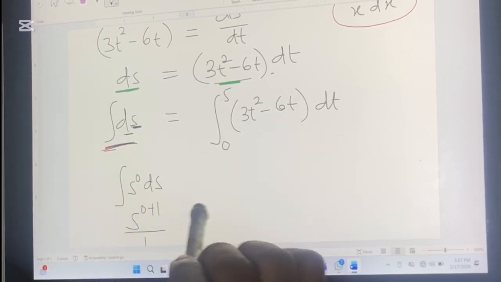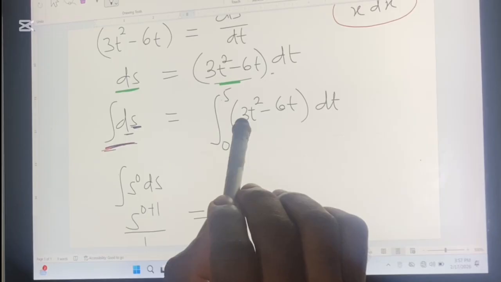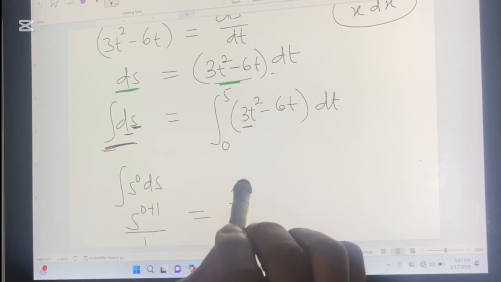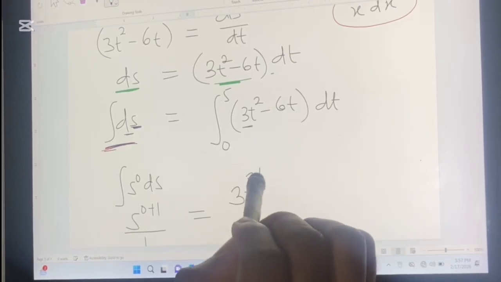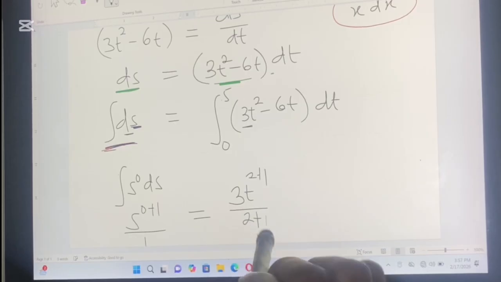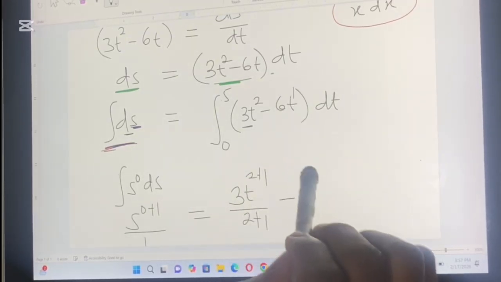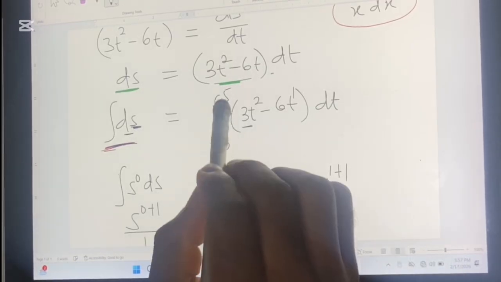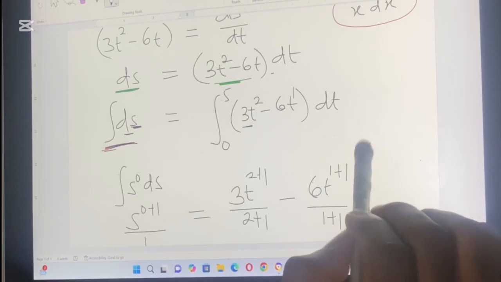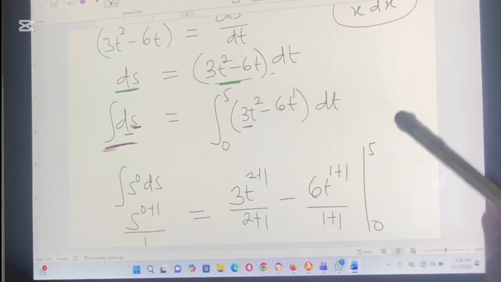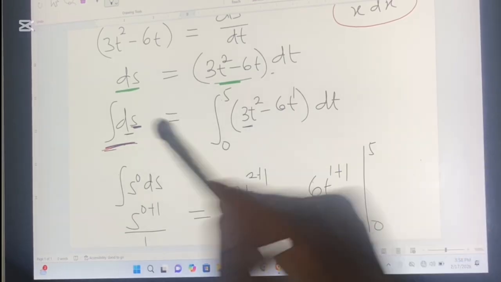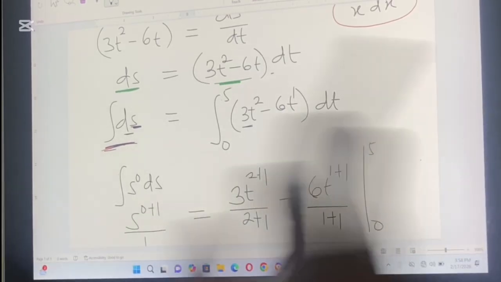I will have this is equal to, now let's integrate this. Remember, you add 1 to this power, you divide by the new power. So this is going to be 3t raised to the power of 2 plus 1 over 2 plus 1, minus, there's an invisible 1 here. Do the same thing, 6t raised to the power of 1 plus 1 over 1 plus 1. The boundary of this is 5 at the top and 0 at the bottom, okay? I'm going to explain this interval here. This is called interval, that is the highest interval and the lowest interval, okay? Now let's simplify the left hand side and also simplify the right hand side, okay?